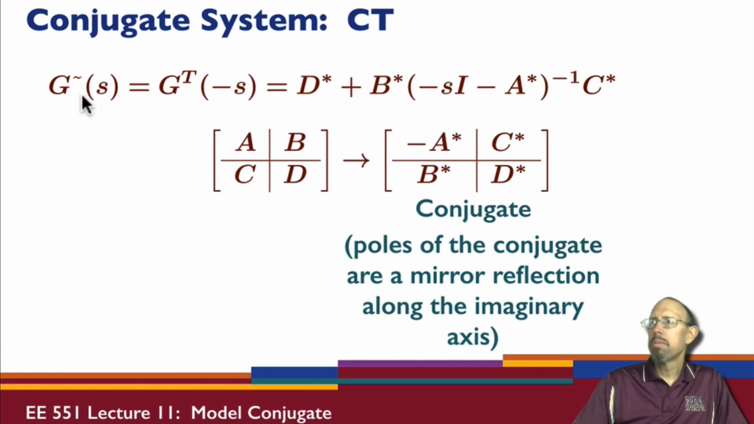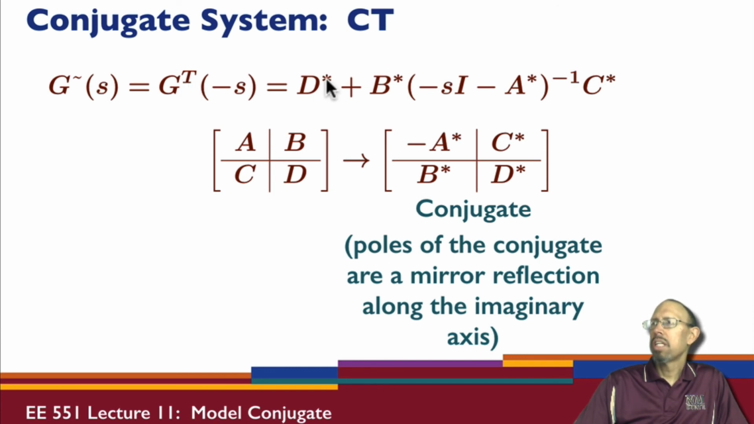The conjugate system, so G tilde of S, is defined to be G transpose of minus S. So instead of having just S here, we have minus S. You can go through and show that it can be written this way. If we just take the transpose of minus S, this is what we get. Here I've used the adjoint as opposed to transpose.